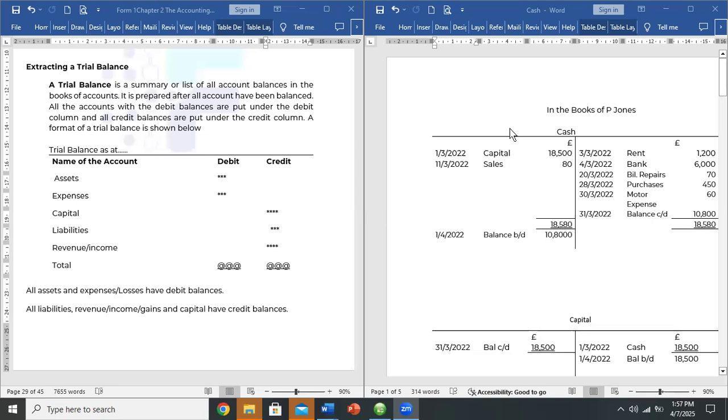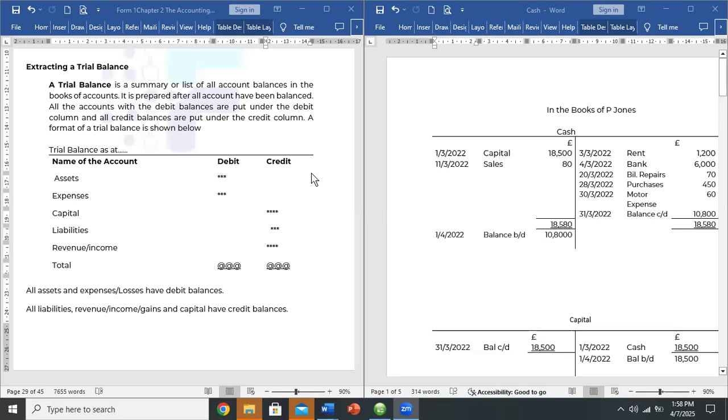Now after you've determined these balances, you need to summarize them in a trial balance. And this is how a trial balance looks like. It has a title, and then one column for the name of the account, one column for the debits, and one column for the credit. So under the debit column, you put all the accounts that have debit balances. And then under the credit column, you put all the accounts that have credit balances.